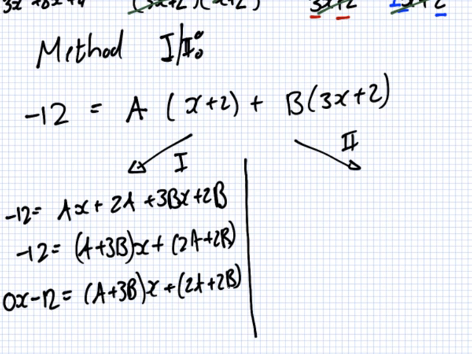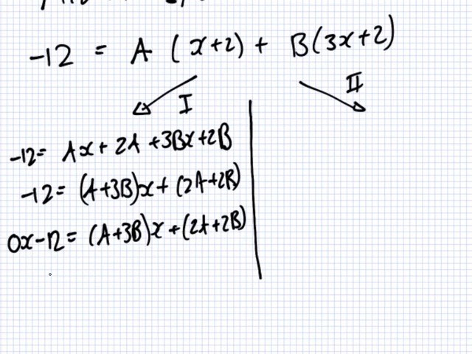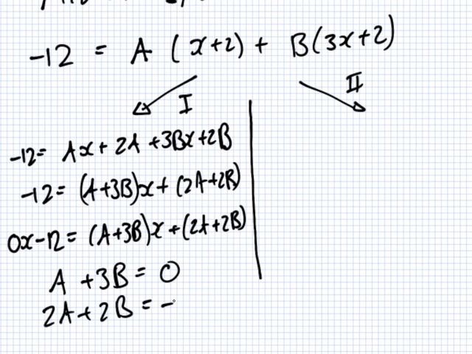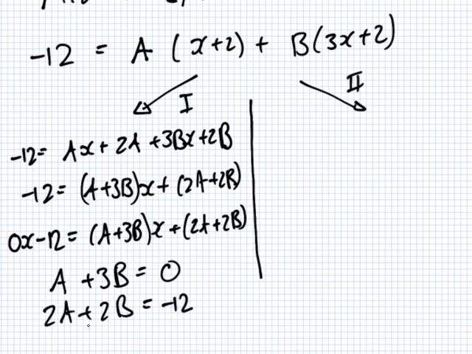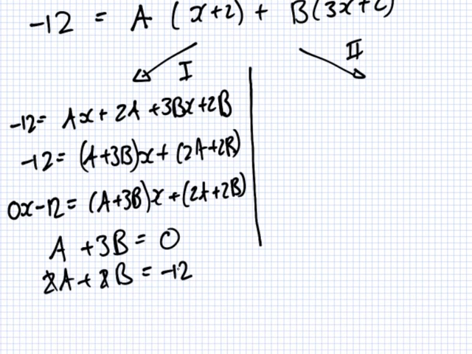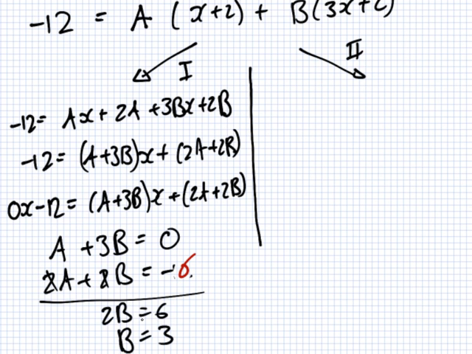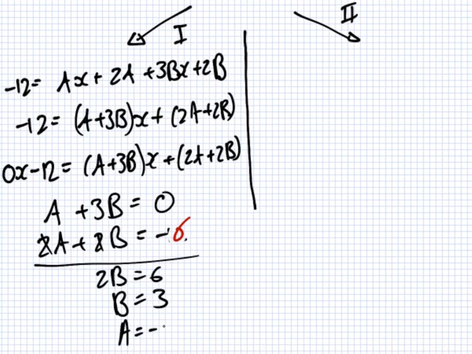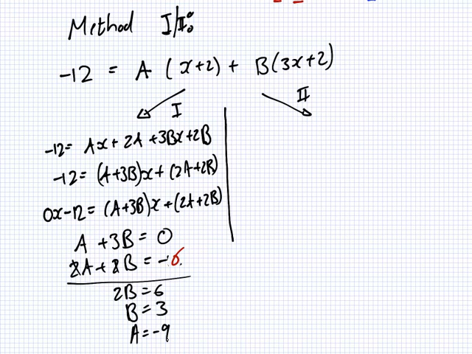If I want these to be the same, I actually need a plus 3b equals 0, and 2a plus 2b equals minus 12, or that can be simplified down into a plus b equals minus 6. Right, let's solve this. A minus a is gone, 3b minus b, 2b equals 6, so b equals 3, a equals minus 9. Now I said that's just one method.